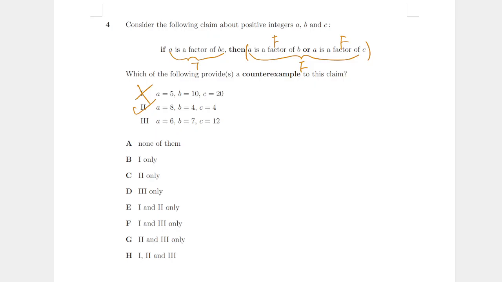3 then. If a is a factor of bc, so if 6 is a factor of 84, which it is, I think, yes. Then a is a factor of b, or a is a factor of c. So I need both of them to be false. 6 is not a factor of 7, that's okay. But then 6 is a factor of 12. So 3 is not a counterexample to the claim. So final answer 2 only. So C again, same as last question.